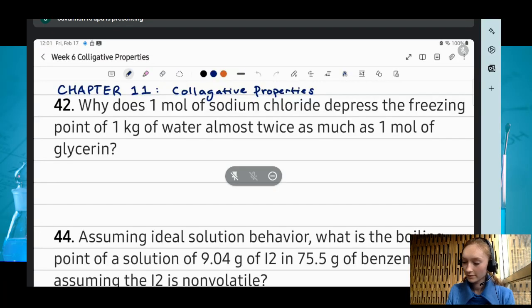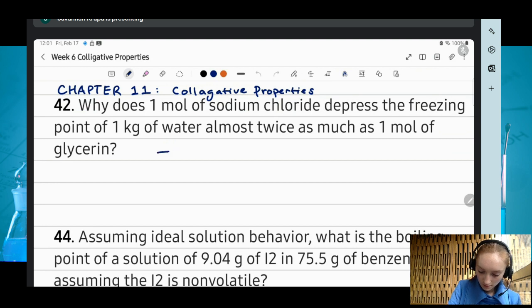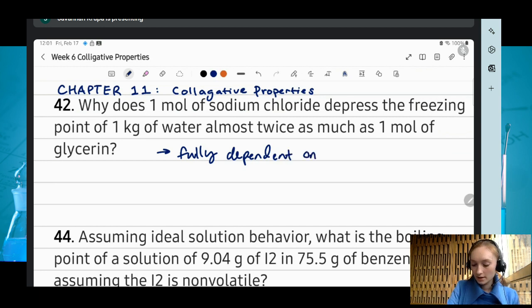There we go. Awesome. So, question 42 says, how does 1 mole of sodium chloride depress the freezing point of 1 kilogram of water almost twice as much as 1 mole of glycerin? Okay, so colligative properties are fully dependent on the amount of dissolved particles.